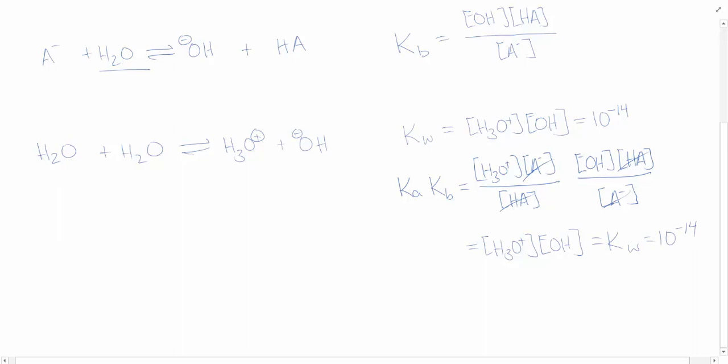So anytime you have a conjugate acid and a conjugate base, so that means an acid and a base that differ from each other only by one proton, so by one H. So for example, this A minus and this HA, they differ only by one having a hydrogen and one not having a hydrogen. If you take the Kb for the base and multiply it by the Ka for the conjugate acid, you'll always get Kw, which is 10 to the minus 14.